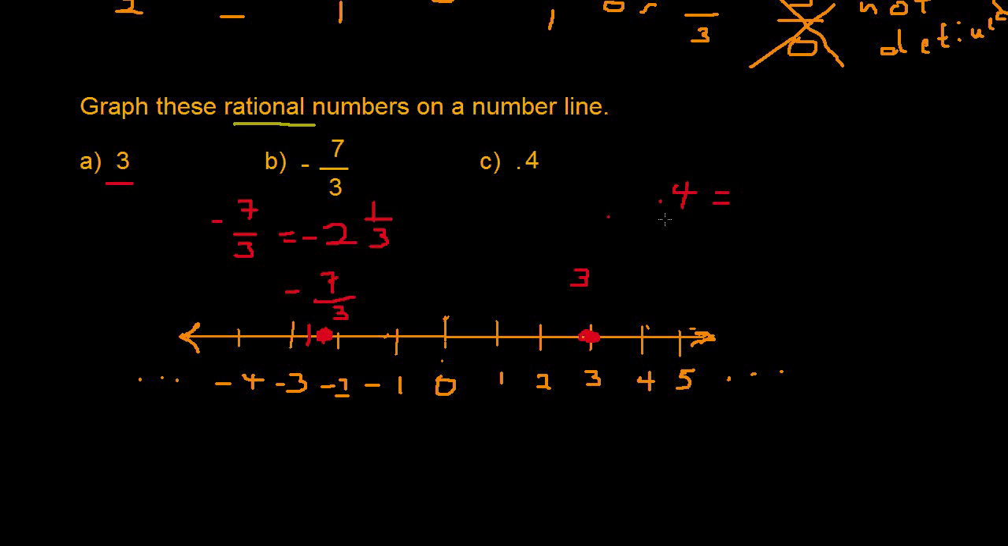Finally, we have 0.4, which properly is said to be 4/10. Let's write it as a fraction, 4/10, and reduce that fraction. That reduces down to 2/5, and let's locate 2/5 on the number line. Well, it's between 0 and 1. Let's divide that up into 5 parts. It's 2 of those 5 parts over. Right about there is where 0.4 or 4/10 is located.